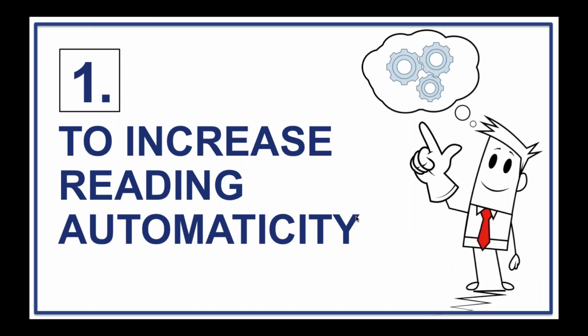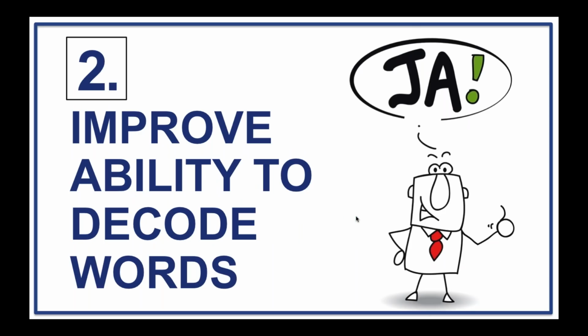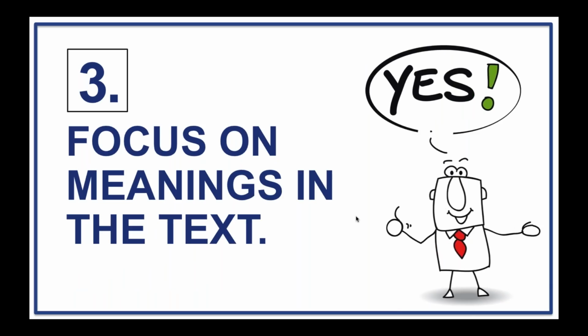This means reading on the fly, not having to stop and decode words and figure things out, but just being able to solve it on the fly automatically, to be able to move and move and move. And when we teach fluency directly, we can help students improve their automaticity. We can also help them improve their ability to decode words. Direct fluency instruction will improve students' ability to decode words, and then they'll be able to attend to the meaning in the text. Focusing on meanings in the text is our third reason for teaching fluency.